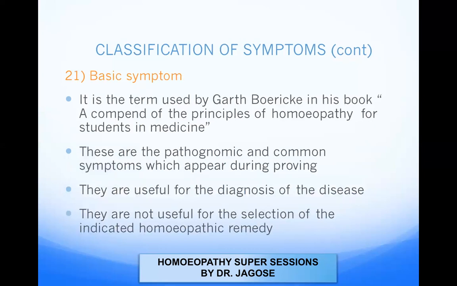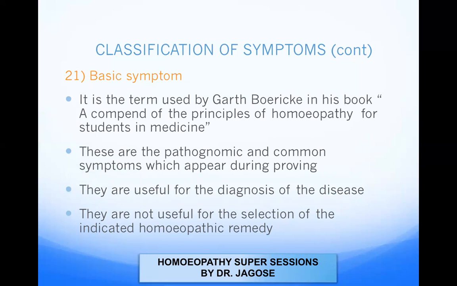Basic symptoms. It is a term used by Boericke in his book, a compendium of the principles of homeopathy for students in medicine. They are pathognomonic and common symptoms which appear during proving. They are used for diagnosis of the disease. They are not used for selection of the indicated homeopathic remedy.